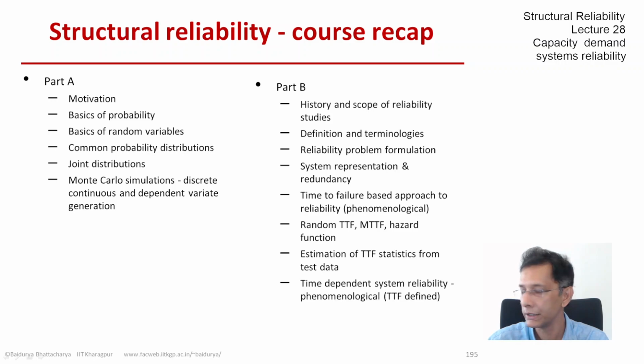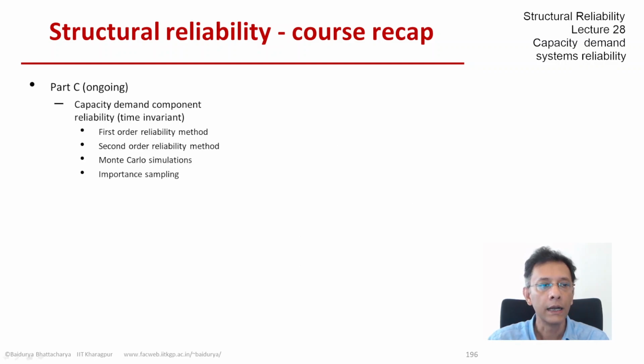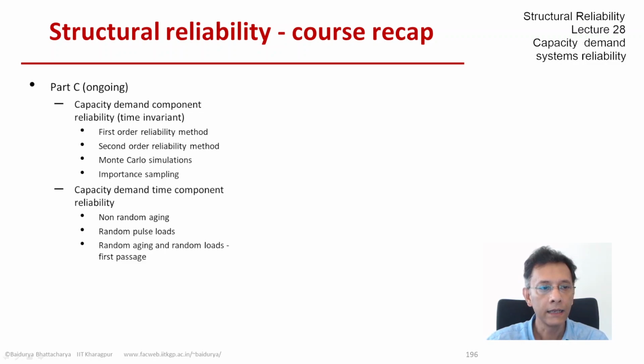Part C, which is what is going on now, we started with the time invariant capacity demand component reliability formulation. And in that context, we studied the first order reliability method, the second order reliability method, Monte Carlo simulations, and importance sampling for estimating component reliability. And then we took up capacity demand time component reliability.